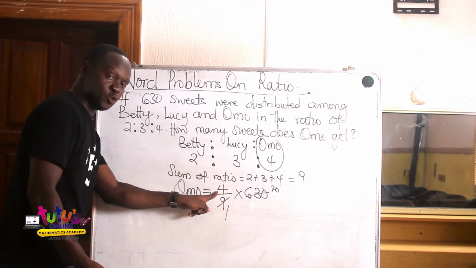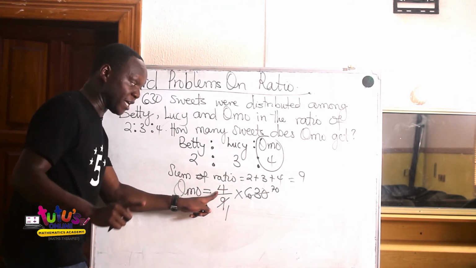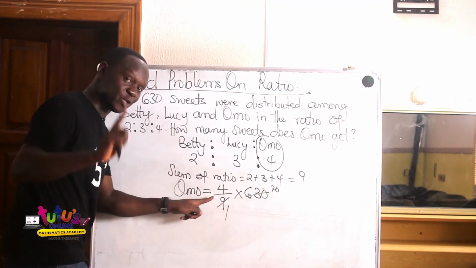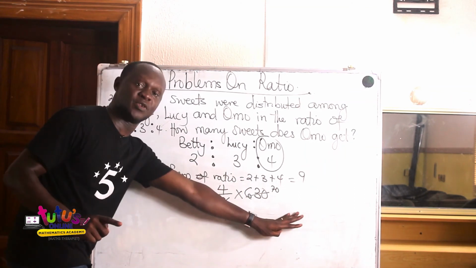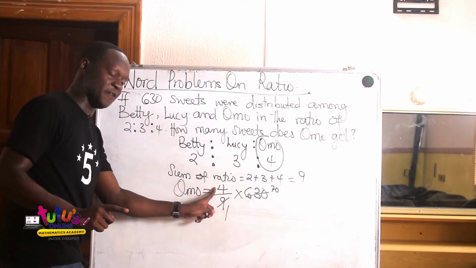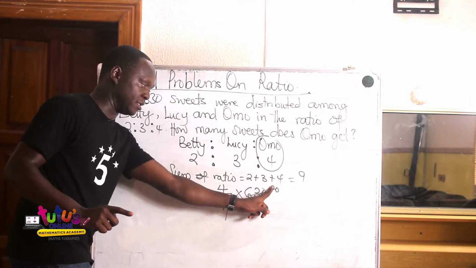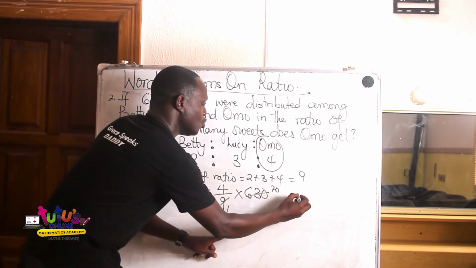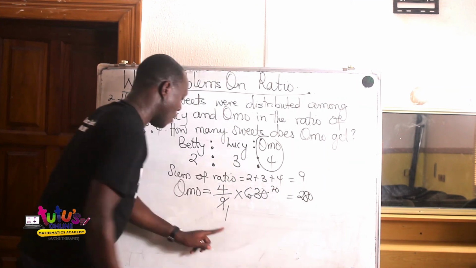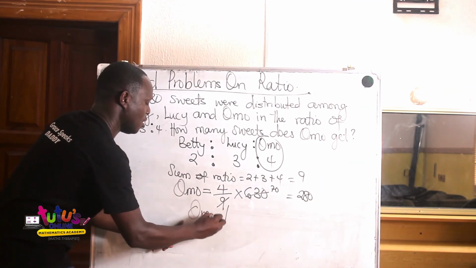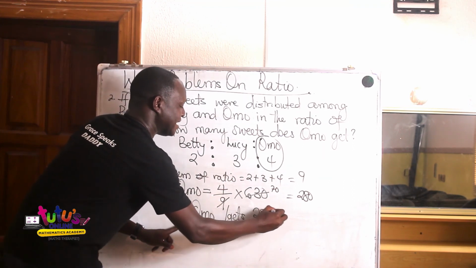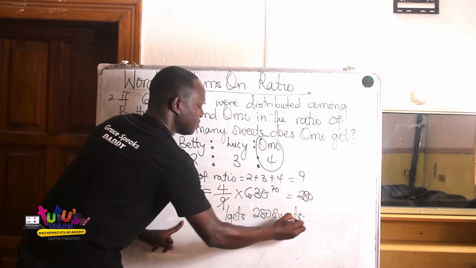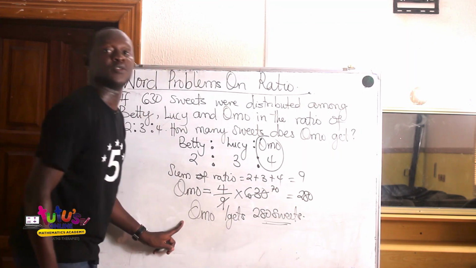Now, don't forget the 4, because one thing students do is they forget to multiply. So always check what you have on this side. Don't just write 70 as your answer. You check it. We have 4 left here. So 4 times 70 gives us 280. So Omo gets 280 sweets. That's Omo's share.